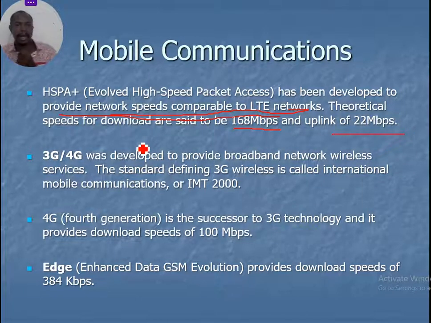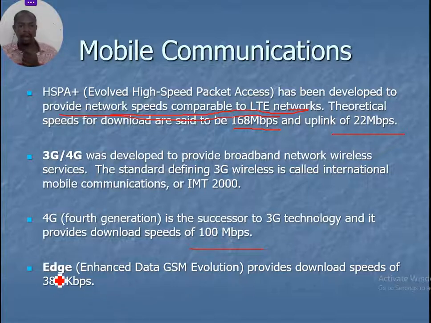Then before we talk about the next one, we say 3G and 4G were developed to provide broadband wireless network services, and the standard defining 3G wireless is called the International Mobile Communication, IMT 2000. That's the standard defining the 3G mobile networks. Now the 4G, the fourth generation mobile network, is the successor to 3G technology, and it provides download speed of up to 100 megabit per second.